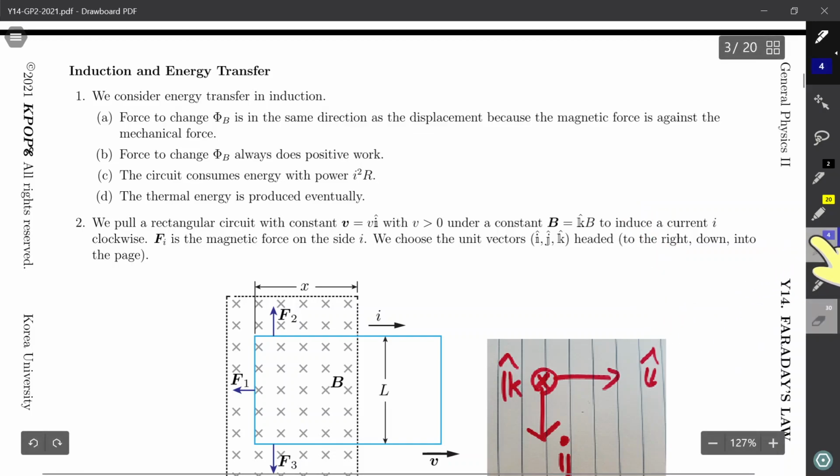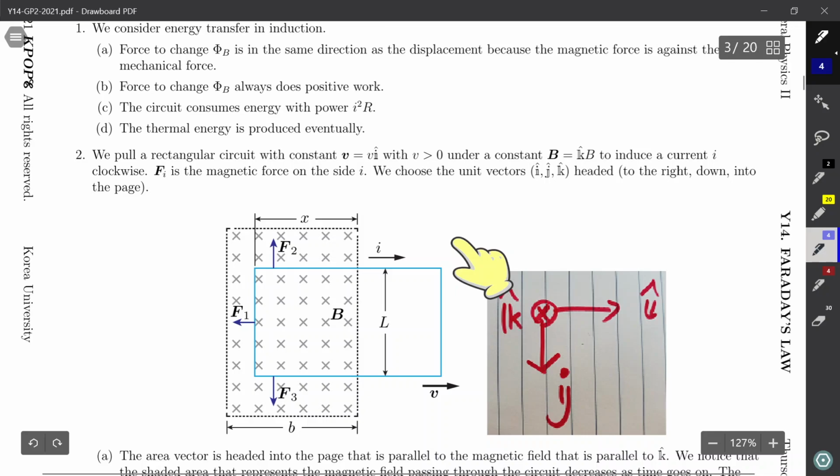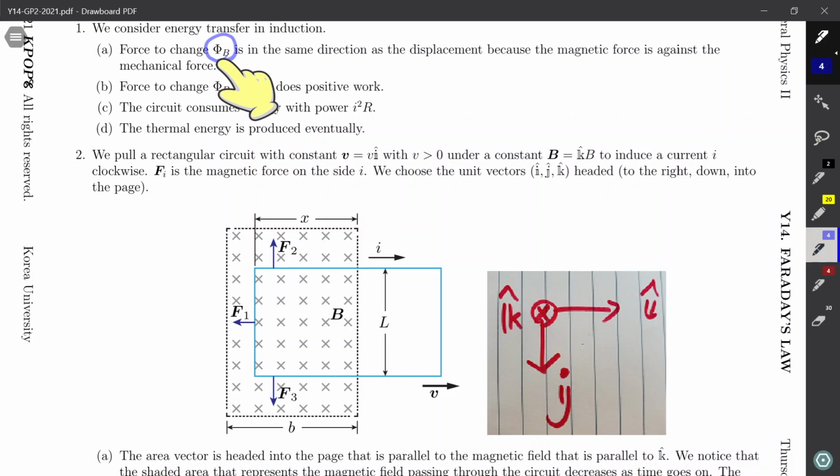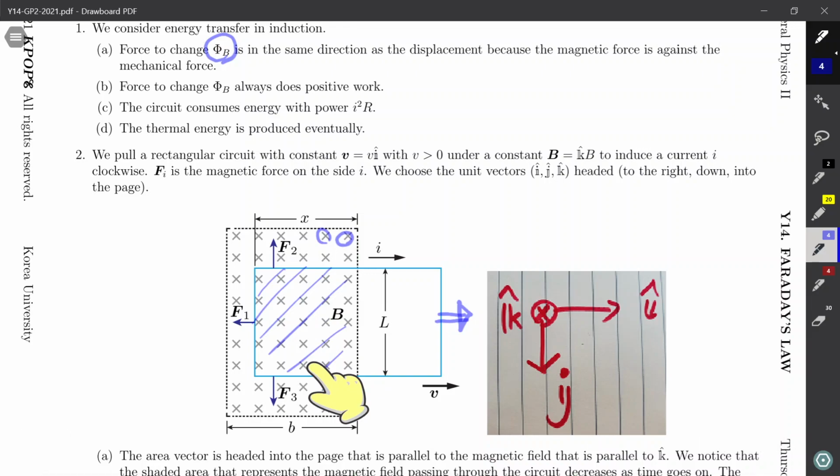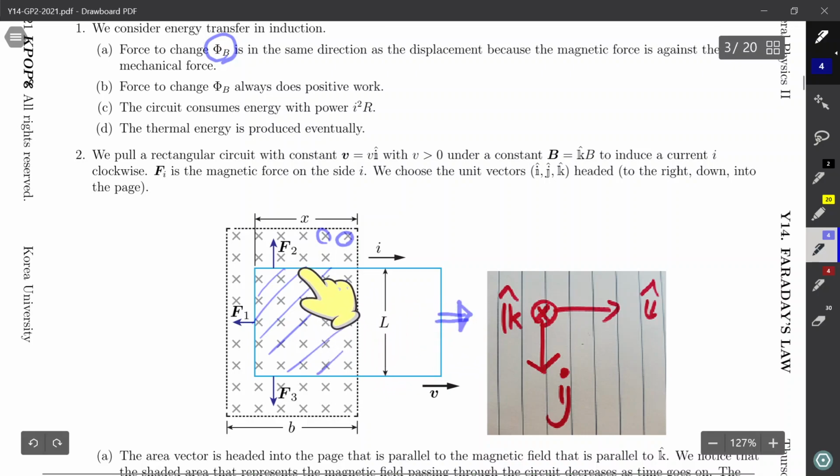Induction and energy transfer. We consider the energy transfer in induction. Force to change magnetic flux. There's a loop, and the B field is going into the page. If you pull this circuit to the right, then an induced magnetic field is generated to keep this magnetic flux unchanged.